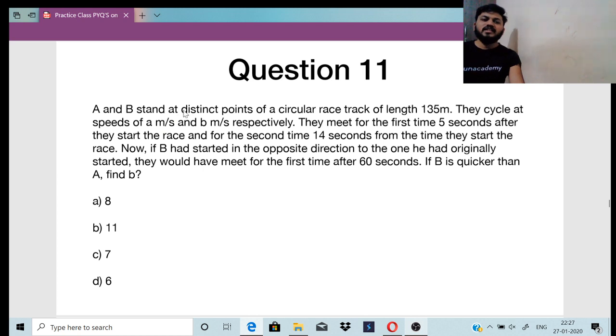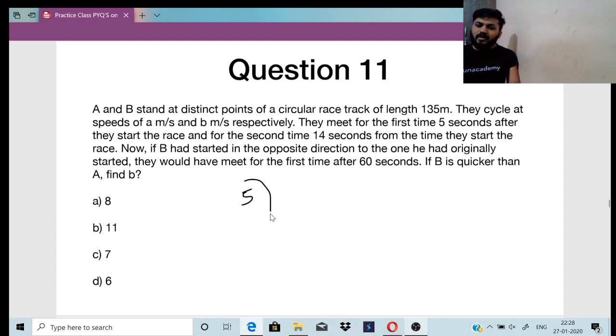A and B stand at distinct points of a circular racetrack of length 135 meters. They cycle at the speeds of A meters per second and B meters per second respectively. They meet for the first time 5 seconds after they start the race and for the second time 14 seconds from the time they start the race. So for the first time it is 5 seconds.